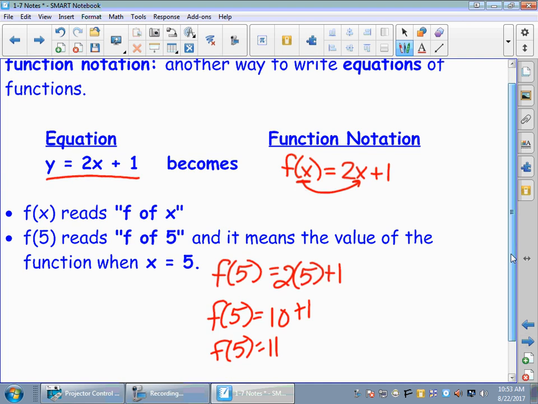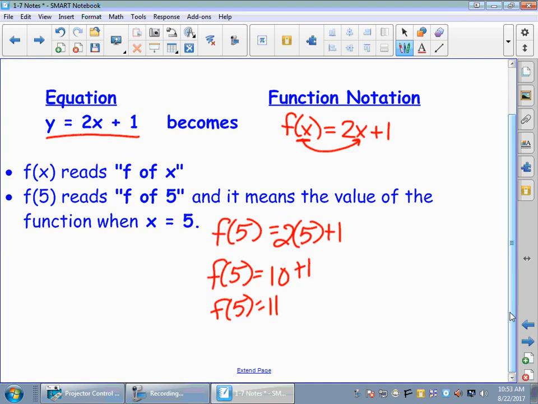It's just another way of looking at an ordered pair. Really what we're saying is 5, 11. When x is 5, y is 11. So y and f of x are really just interchangeable. You need to get used to that. It's sort of a grown-up way to write an equation.